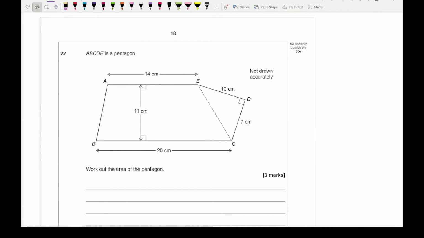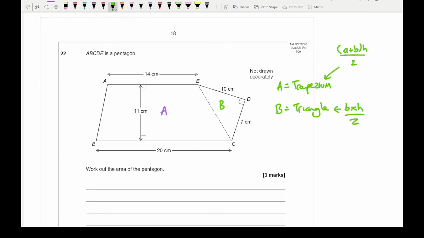Moving on to question 22, it says ABCDE is a pentagon, and the question is asking us to work out the area of the pentagon. Now from this you can see that we've got a trapezium, which I'm just going to label as A, and we've got a triangle, which I'm just going to call B. So here A is a trapezium and B is a triangle. Now the formulas for the area of each of these shapes: for a trapezium it is (a plus b) times h divided by 2, and the area of a triangle is base times height divided by 2.